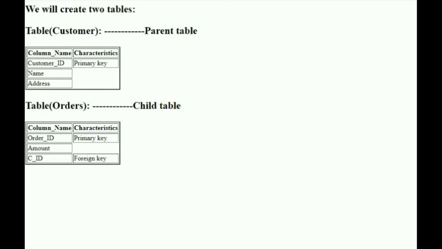First, we will create two tables, that is customer table and second is orders table. In customer table there are three fields, that is customer ID, name, address, and customer ID is a primary key. In second table, orders table, there are three fields, order ID, amount and CID. CID is a customer ID that is same in customer table. Here order ID is a primary key and CID is a foreign key that points to primary key in another table.